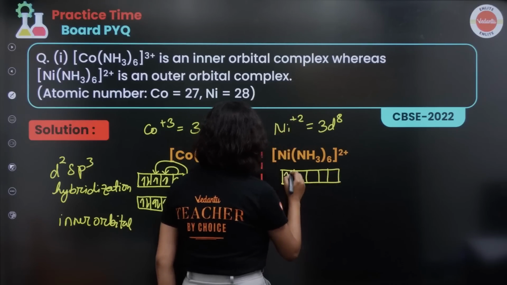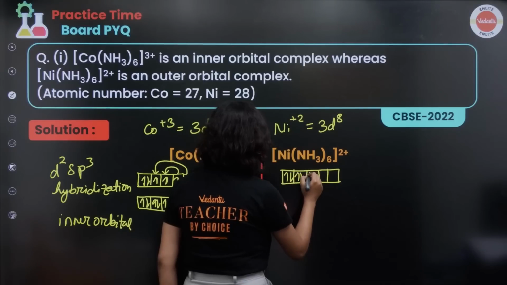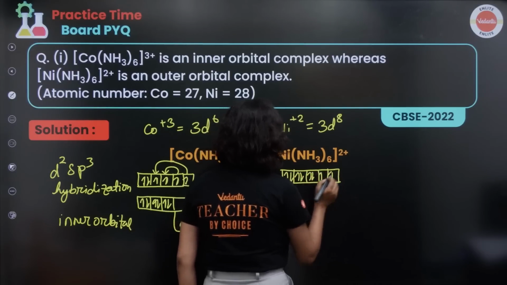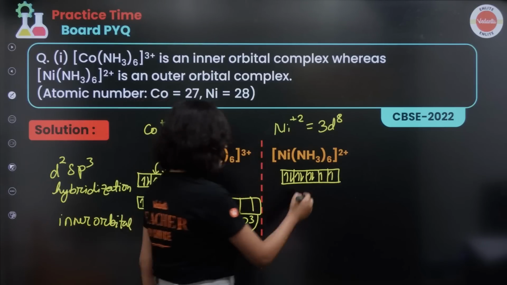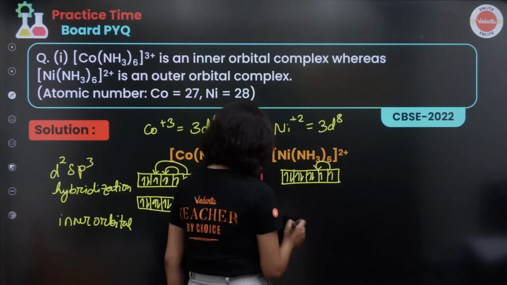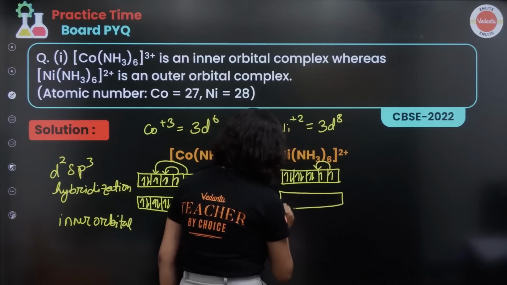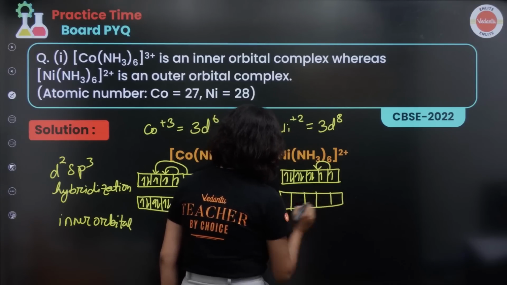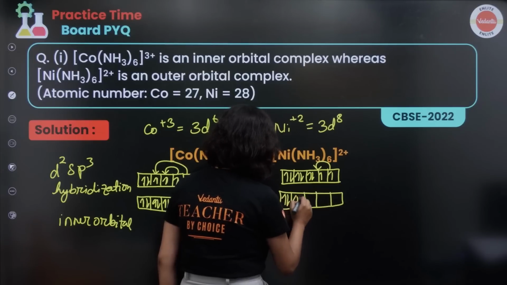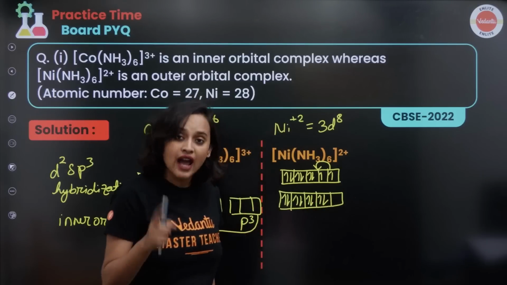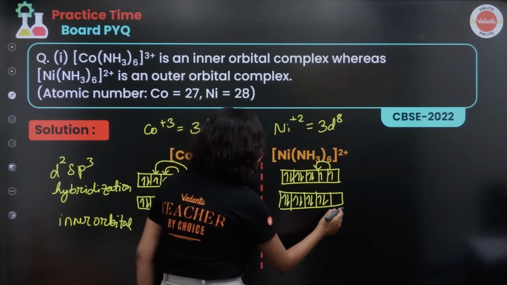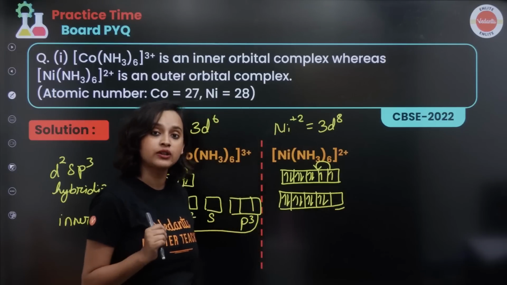Okay. So 1, 2, 3, 4, 5, 6, 7, 8. Now here also NH3 is the only ligand. Ligand is the same. That means here also pairing up will happen. Great. After pairing up, now check it out. 1, 2, 3, 4, 5, right? After pairing up, 1, 2, 3, 4, 5, 6, 7, 8. Now, NH3 is only getting one orbital free from the inner orbital complex.